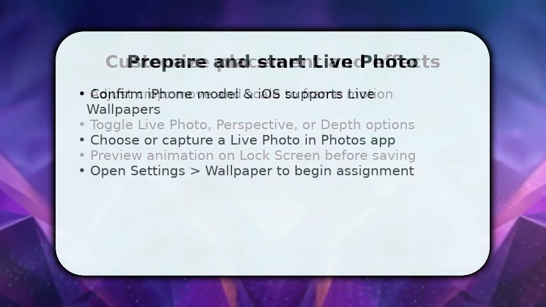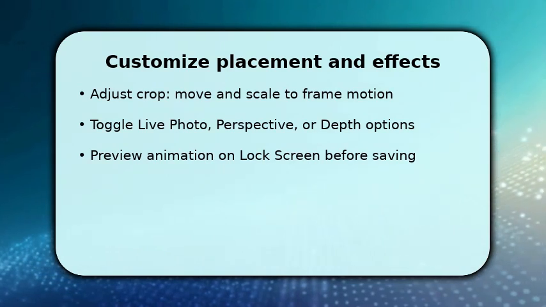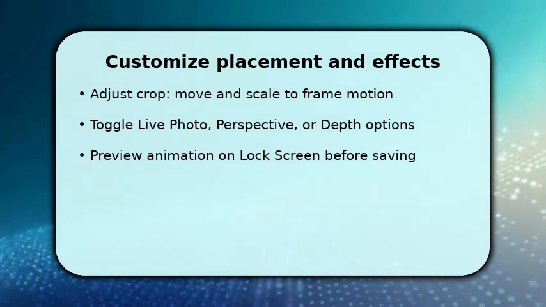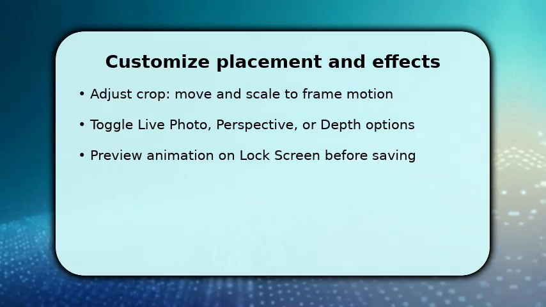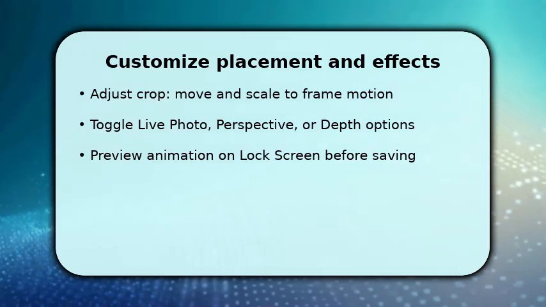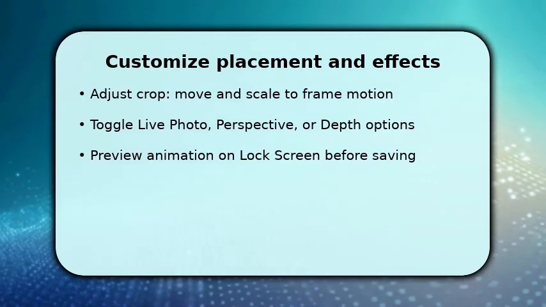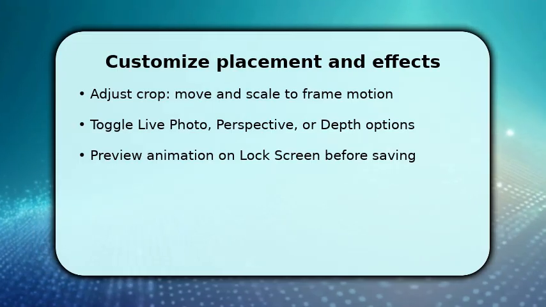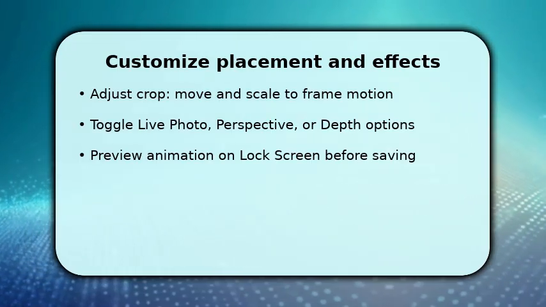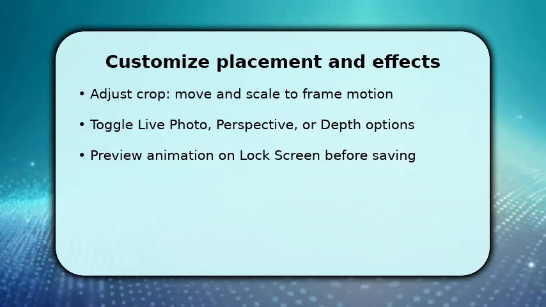Now you'll fine-tune how the live photo appears and behaves. Move and pinch to crop so the part that moves stays visible. This matters because cropping can remove motion. Next, choose perspective or turn it off for a stable image, and confirm live photo is enabled so touch activates the animation. Make sure reduce motion doesn't block playback in accessibility.